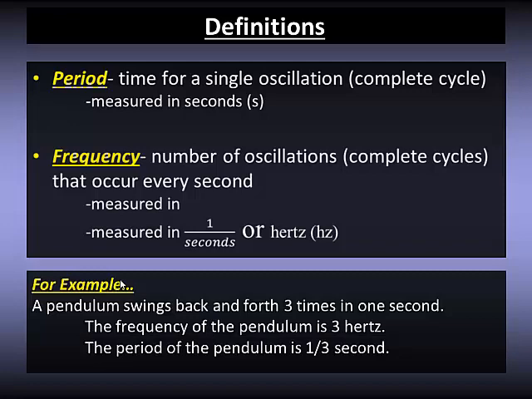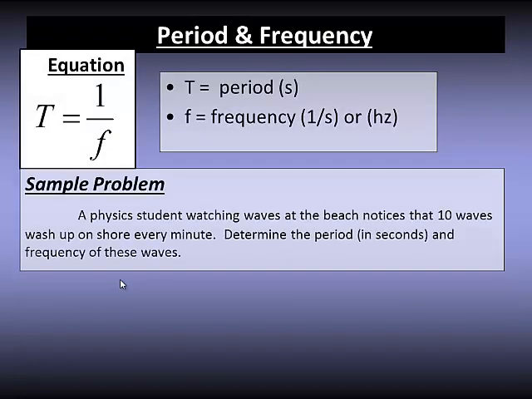For example, a pendulum swings back and forth 3 times in 1 second. The frequency is 3 hertz. 3 times in 1 second is 3 hertz. The period is 1/3 of a second, so it's only 1/3 of a second for each swing. Period and frequency, we use T, capital T for period, F for frequency.